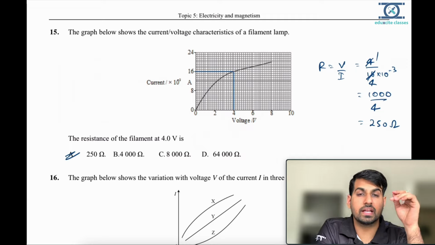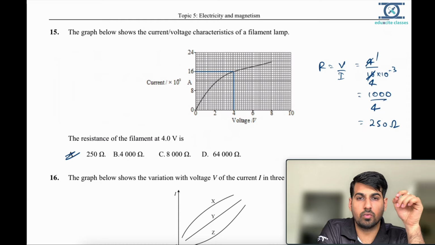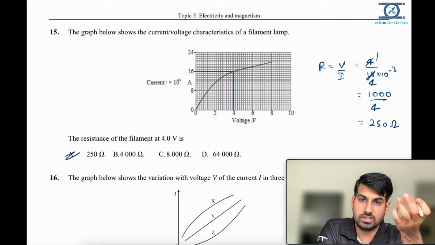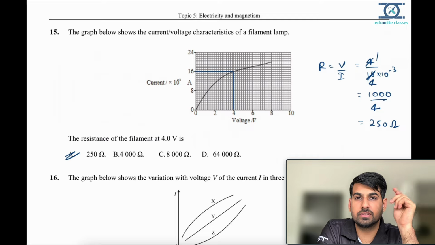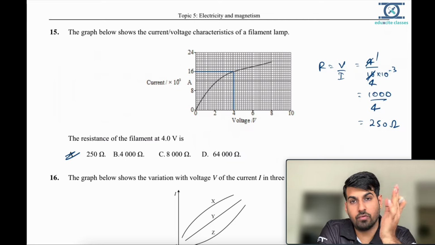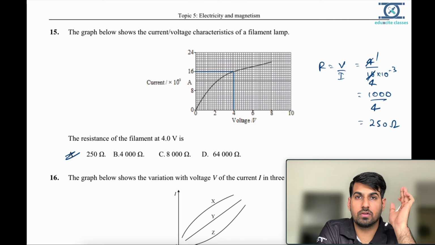Although, guys, we know that it is not an ohmic resistor, so we cannot officially apply V equals IR practically. But at a given instant, because the graph is given to us, we can apply this formula to get the resistance of the filament at 4 volt. It is not the same because the resistance will change here, but at 4 volt we can apply Ohm's law.